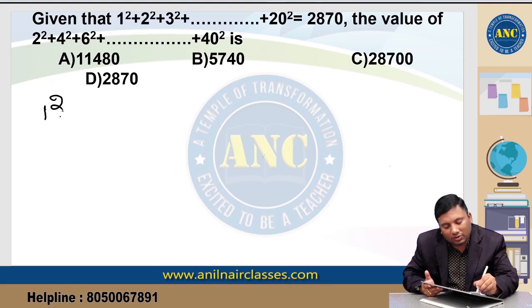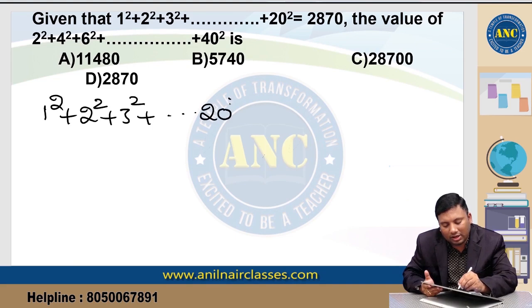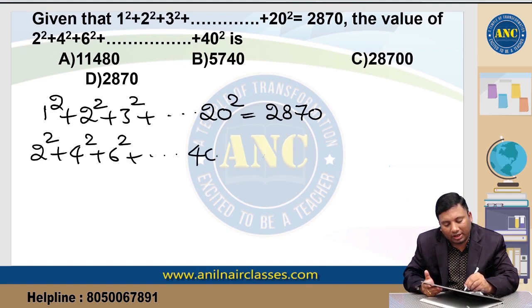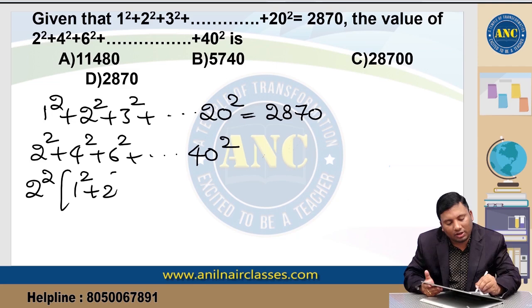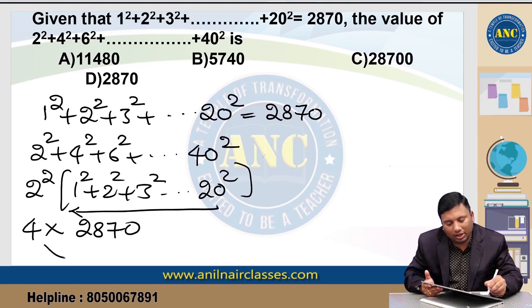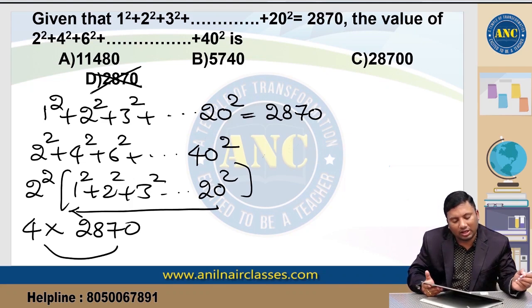Next one, 1 square plus 2 square plus 3 square, and so on up to 20 square is 2870. The question is 2 square plus 4 square plus 6 square, and so on up to 40 square. So if I take 2 square common, this will be 1 square plus 2 square plus 3 square, and so on up to 20 square. This is nothing but 4 into 2870. 4 into something. Answer should be divisible by 4. So 2870 is out.